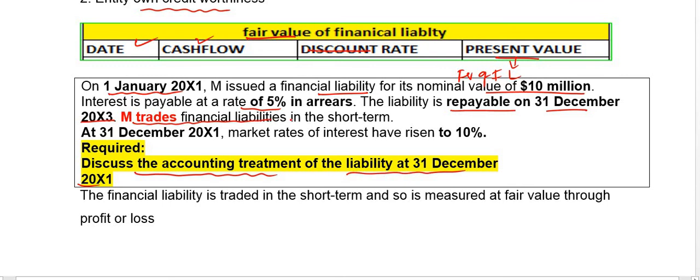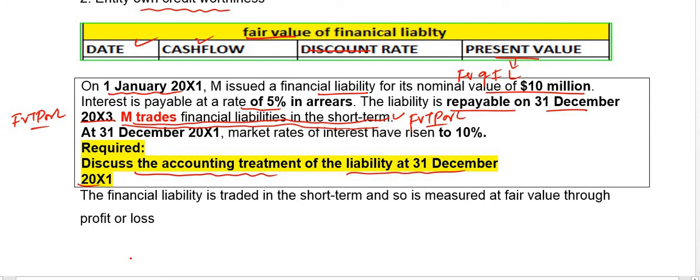Normally, if we have clearly mentioned in the question that the financial liability is trading and short term, then we will subsequently measure it at fair value through profit or loss. At the beginning, I told you that an out of money derivative and a financial liability held for trading are measured at fair value. If this statement were absent here, then you would measure at amortized cost, right? But here is a statement, and this statement clearly says that this should be measured at fair value through profit or loss.